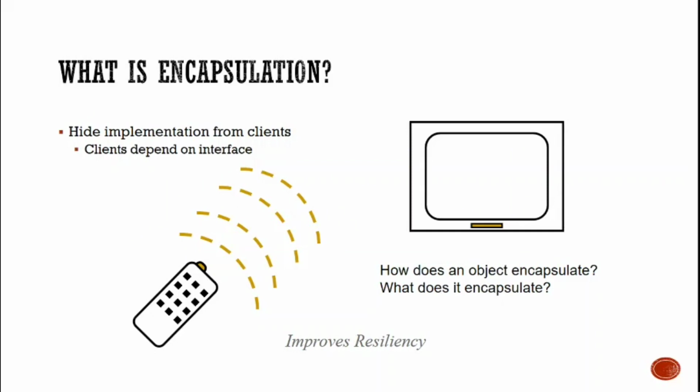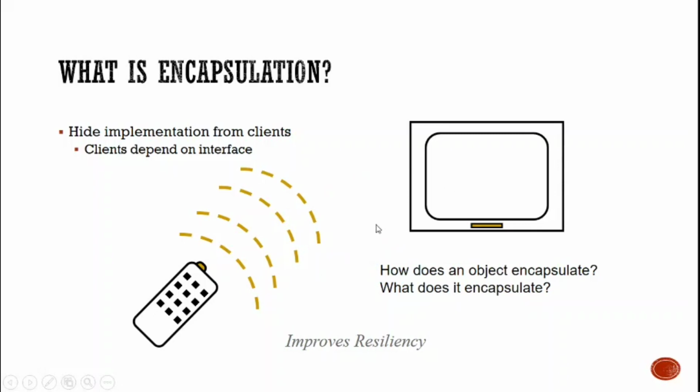We can give an example for encapsulation. The entire internals are hidden from the remote control. If you just operate it, it has to work. We don't know what is actually connected in between these two.